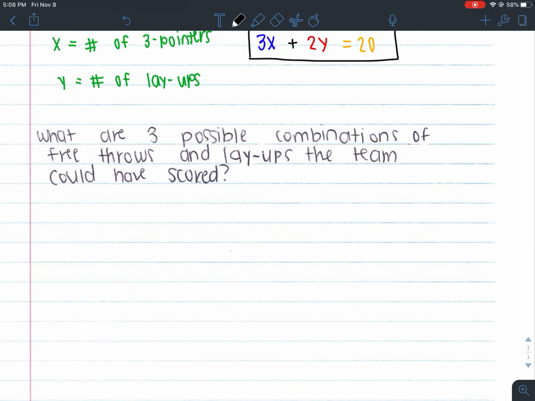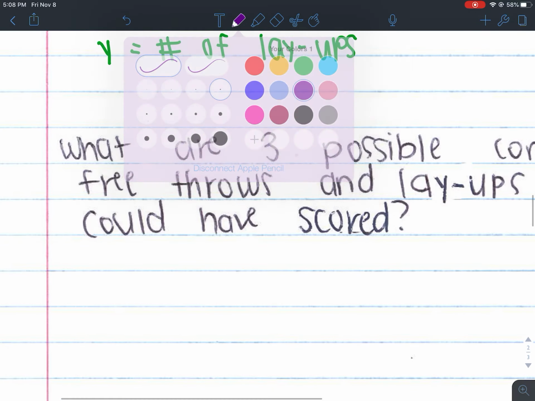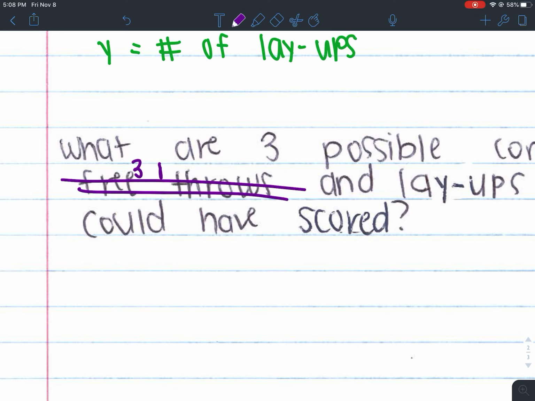Now, what are 3 possible combinations of free throws? Oh, this should be 3-pointers. I'm so sorry. 3-pointers.